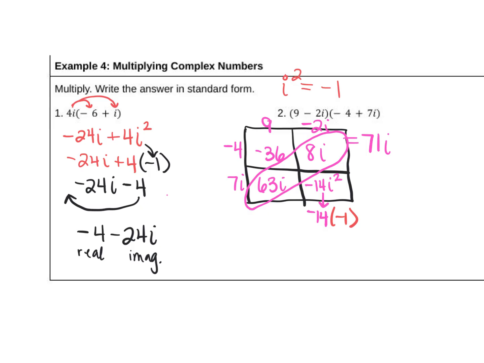So negative 14 times negative 1 is positive 14. So then we end up having to add these guys, positive 14 and negative 36. Negative 22? Yep, very good. So our answer would be negative 22 plus 71i. So you just end up doing a little bit more combining like terms with that.